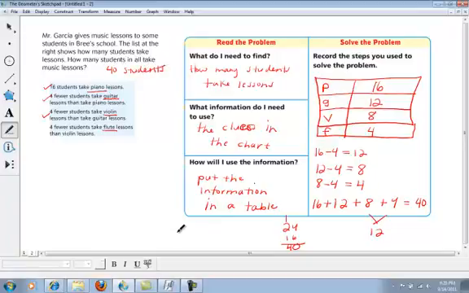Now it's your turn to try using this strategy of making a table on your own. If you need to come back and view the video, you can do that.